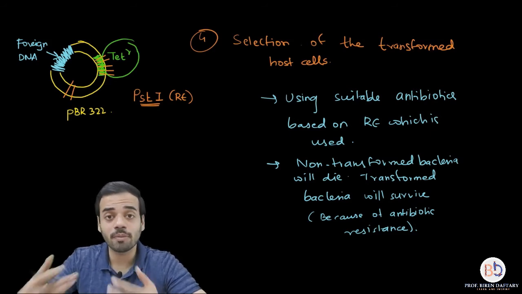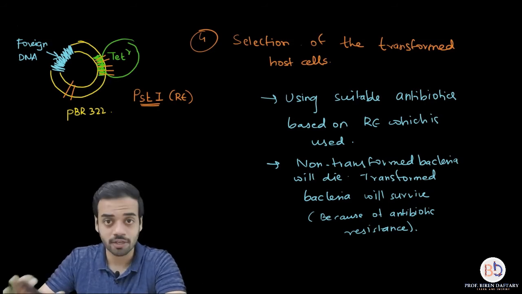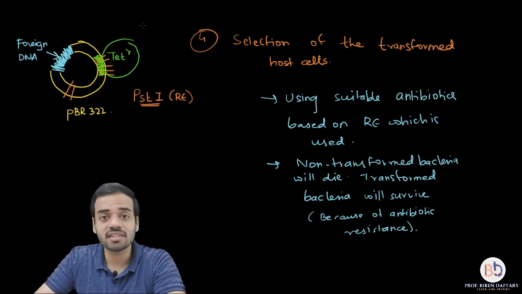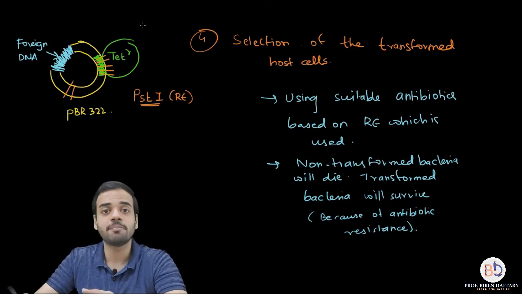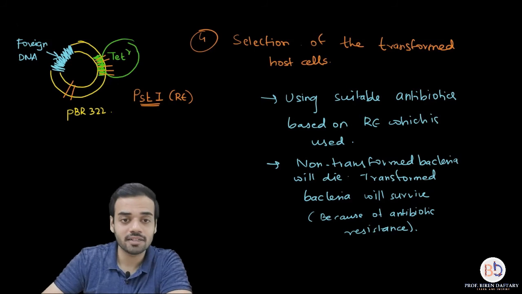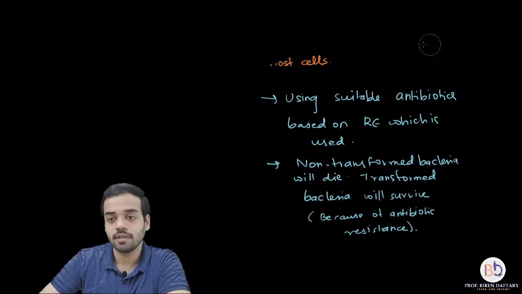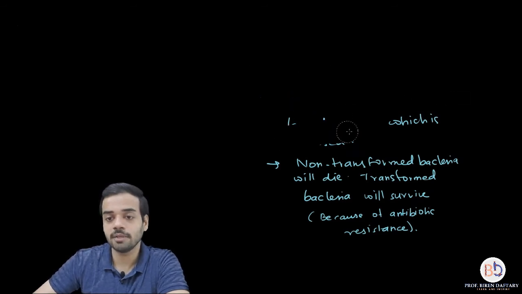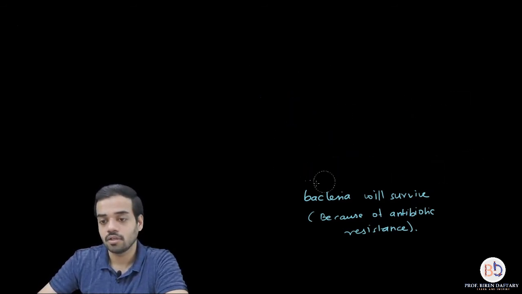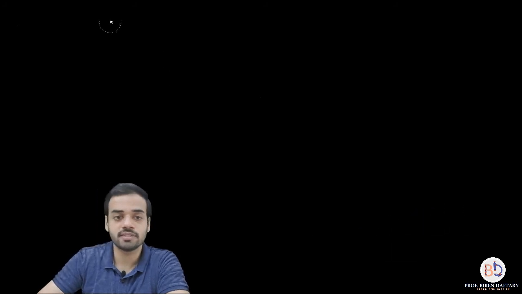But you want more bacteria because you want more final product, right? So what will you do? What is the next thing? Now you have to multiply the bacteria which are transformed, so that you get more bacteria. So the next step after the fourth step is multiplication of the transformed cells.